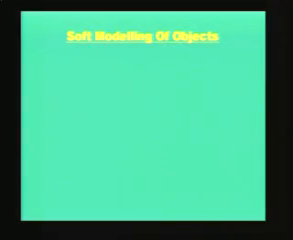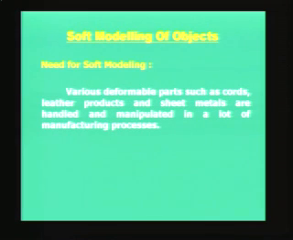We move to the next topic, which is also of interest, called soft modeling of objects. What is soft modeling of objects, or what is the need of soft modeling? Well, various deformable parts such as cords, leather products and sheet metals are handled and manipulated in a lot of manufacturing processes.